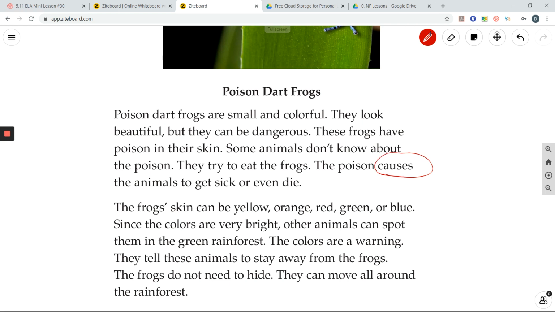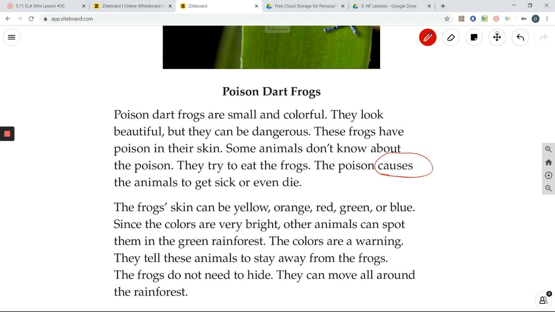Causes. If I were to draw a picture of the relationship in this sentence, think about what happens to the animals. They try to eat the frogs. The poison causes the animals to get sick or even die.